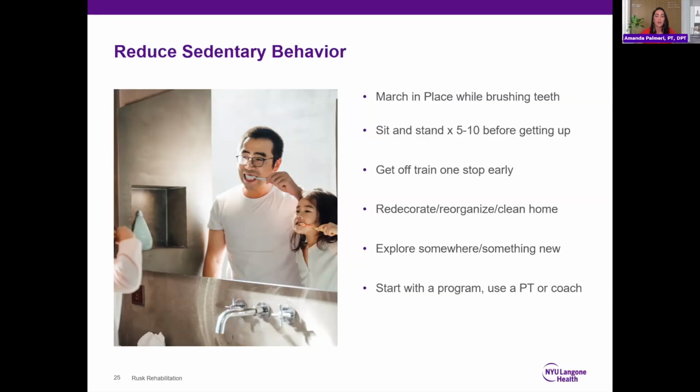You know, for us in the New York area, we use mass transit. So things like getting off of the train to stop early, so that we can walk a little bit more before we get to the destination that we have to get to.